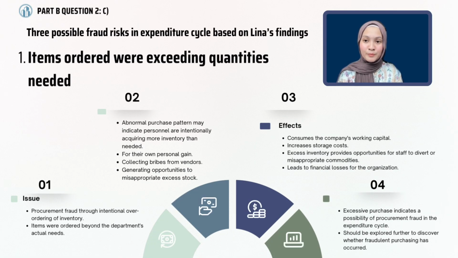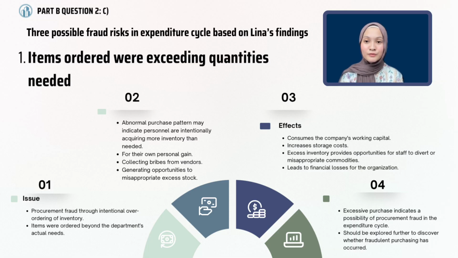One fraud risk can be procurement fraud through intentional over-ordering of inventory. Lina found out that several items were ordered beyond the department's actual needs. This abnormal purchase pattern may indicate that personnel are intentionally acquiring more inventory than needed for their own personal gain, such as collecting bribes from vendors or generating opportunities to misappropriate excess stocks.